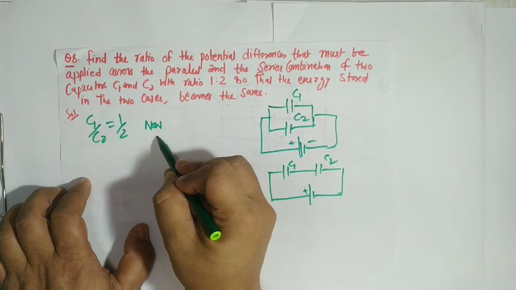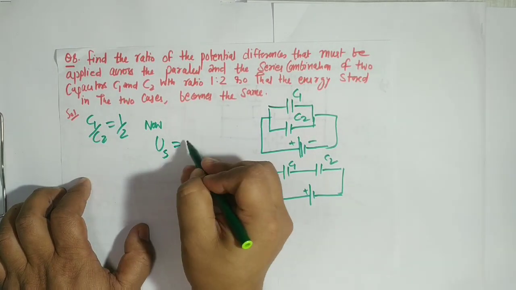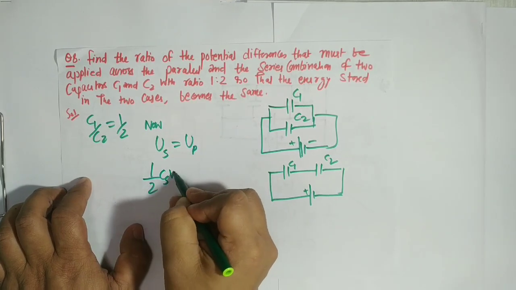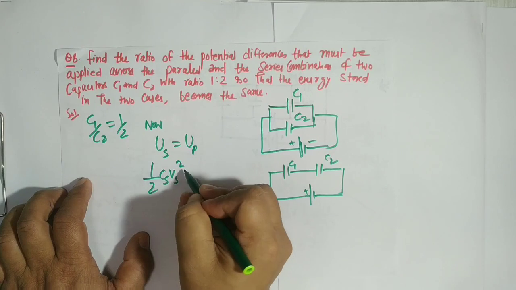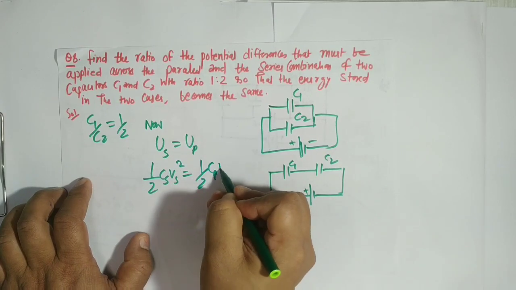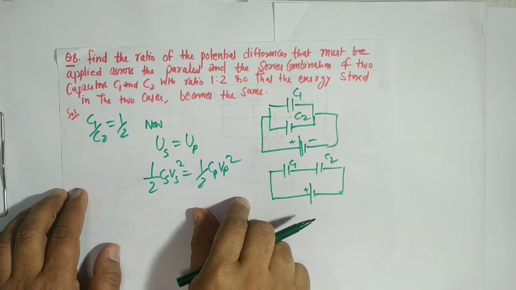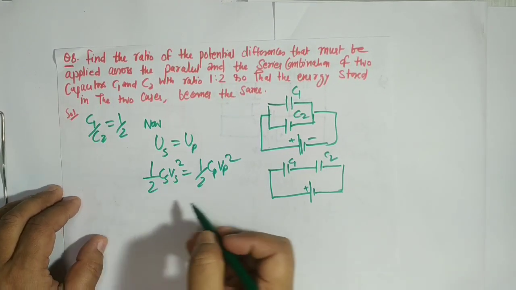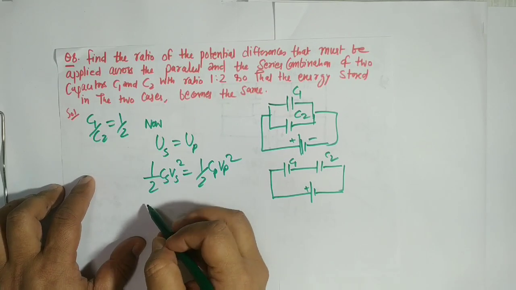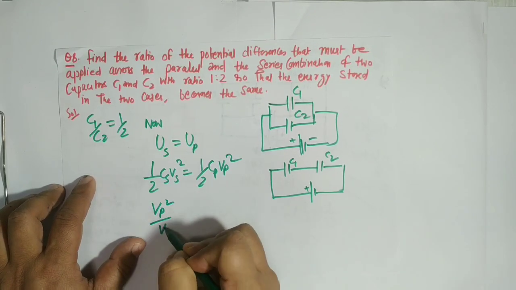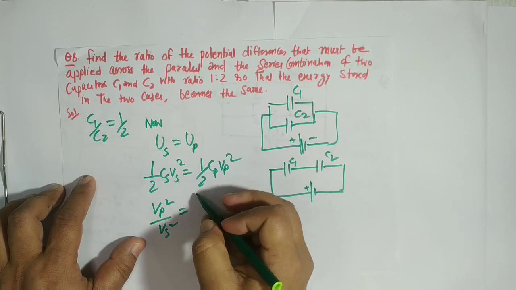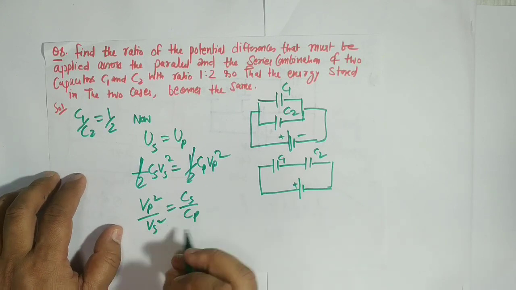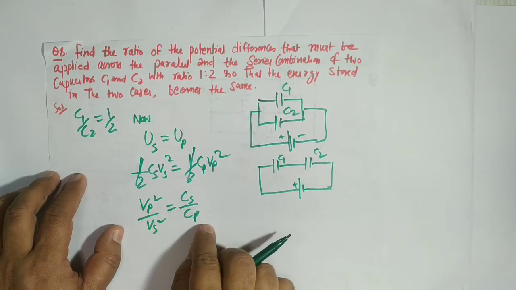So we will take the energy stored. Energy in series is equal to energy in parallel. So can I write half Cs Vs square equal to half Cp Vp square, since energy is half CV square. And then we can take the ratio of it. Vp square by Vs square will be just the ratio, so Cs by Cp will be the ratio of this.